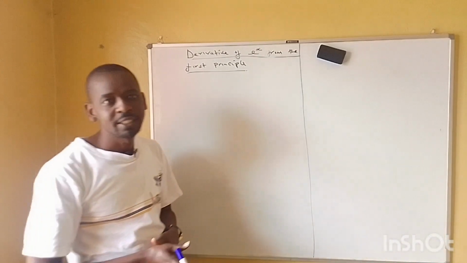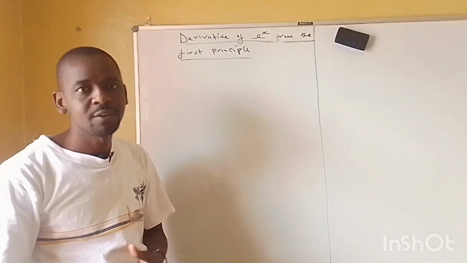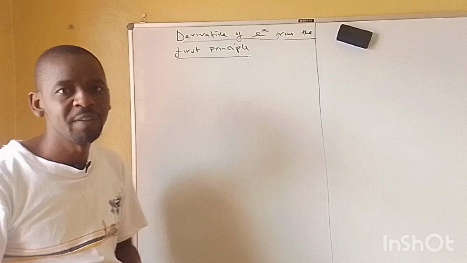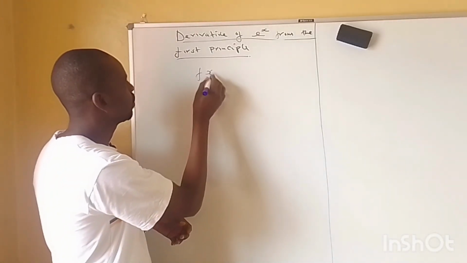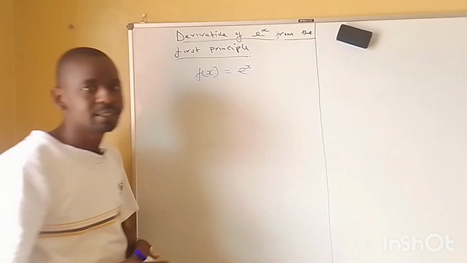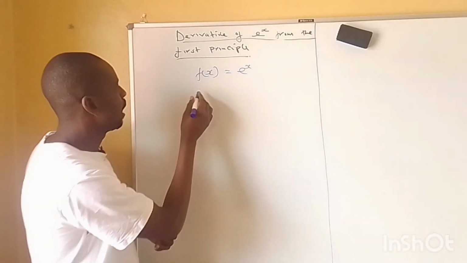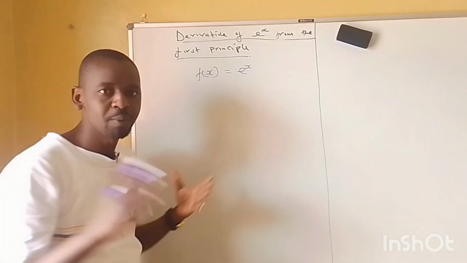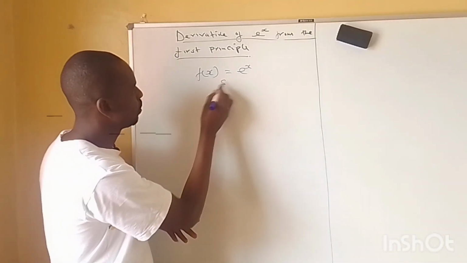Today I want to look at the derivative of e raised to x from the definition of the derivative. So given the function of x, we want to look at the derivative of e raised to x. From the definition of the derivative, let's go here, solution.